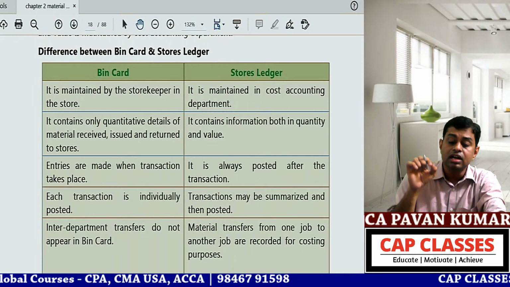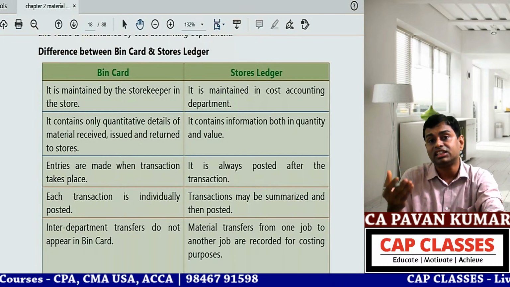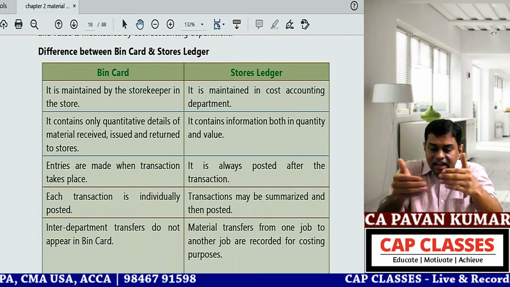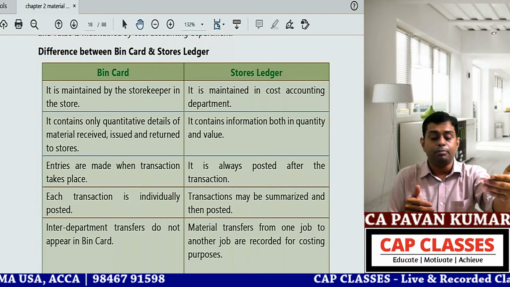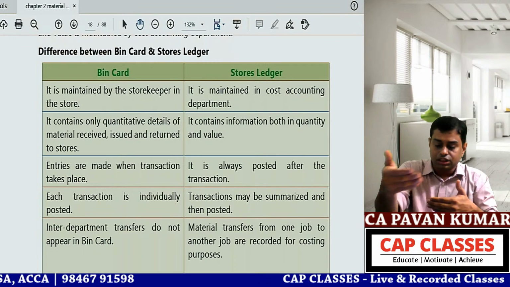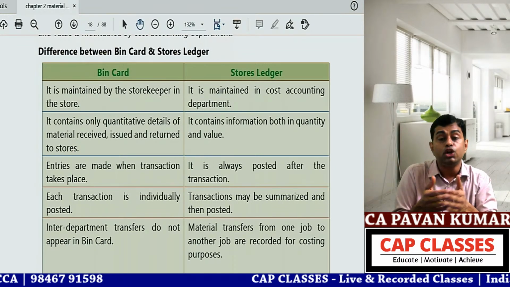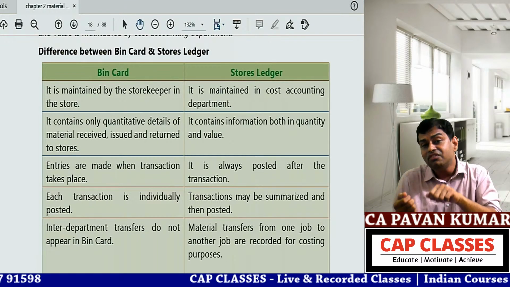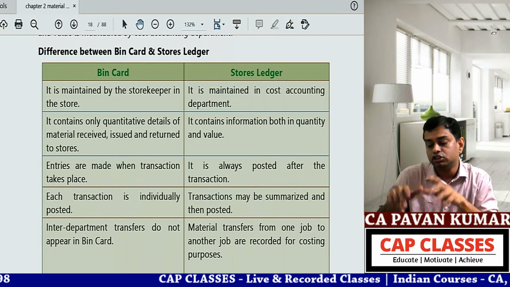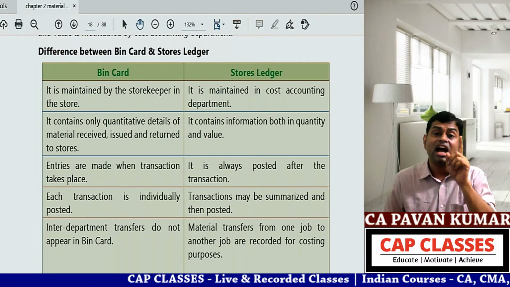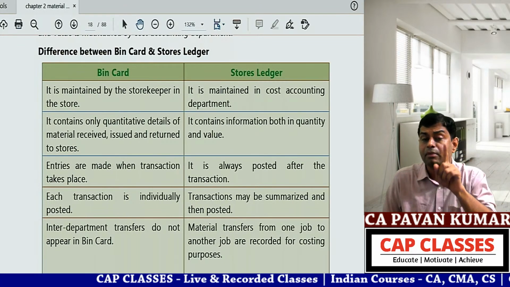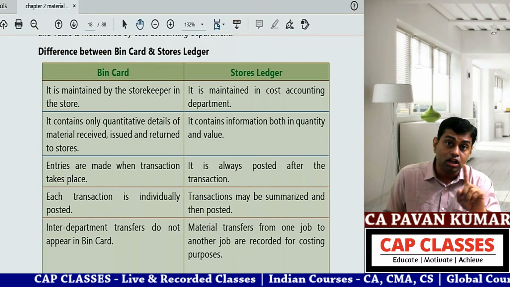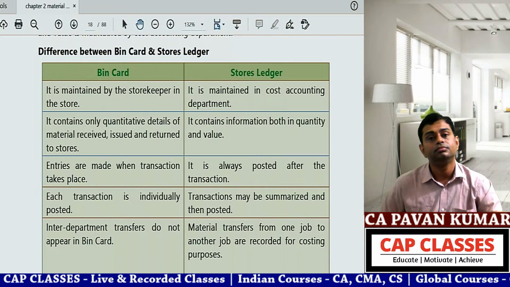Whereas the stores ledger is posted after the transaction, because it is accounting, no? In accounting, what happens? 100 transactions will be there, and you will collect all of them. In the morning, one transaction happened. After half an hour, another transaction happened. Another transaction happened. You will bunch the transactions, and in the evening at 5 o'clock you'll put all these vouchers and do accounting. So batch processing is allowed in accounting. But batch processing is not allowed for inventory record updation. It should happen on a real-time basis.